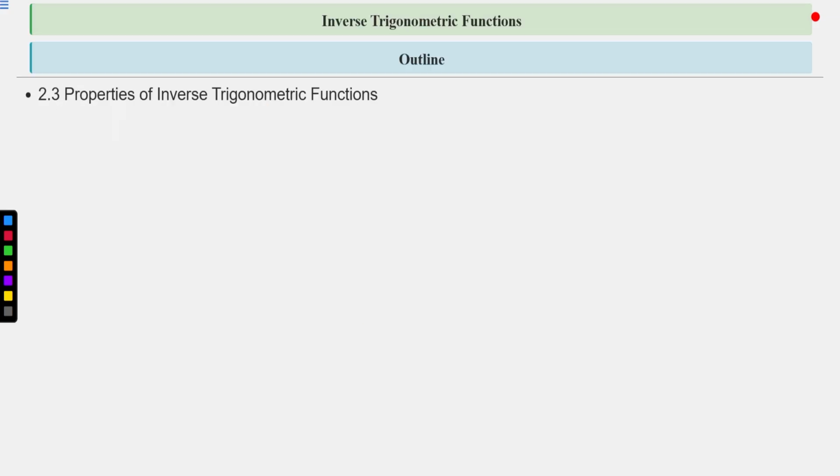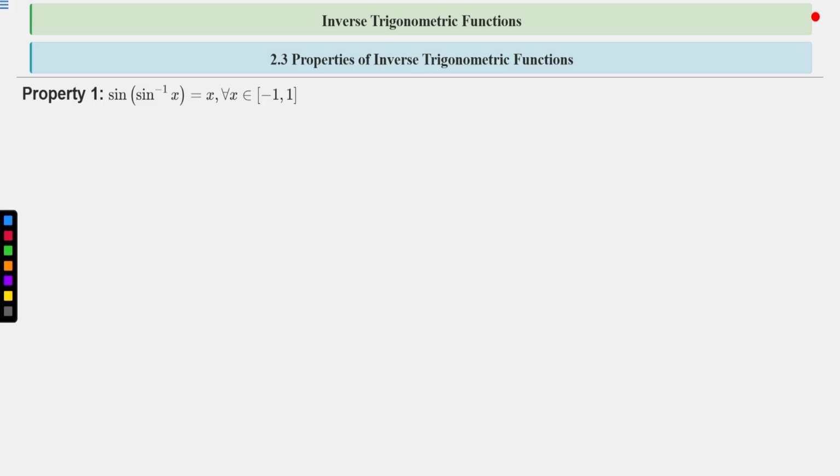So the outline of what we will study in today's lecture is we will start with the NCERT section 2.3, that is properties of inverse trigonometric functions. We will discuss NCERT example 3, 4 and 5, right?